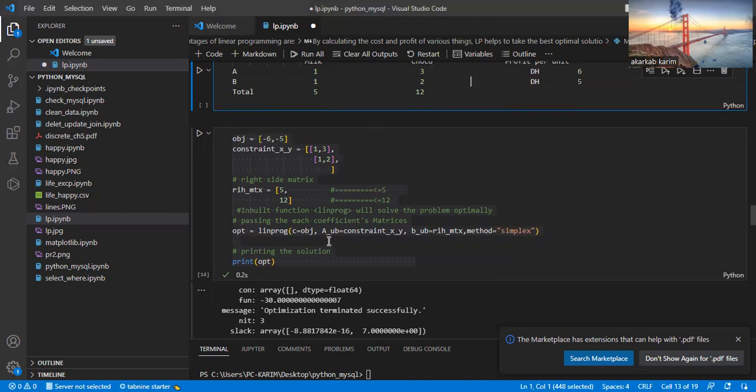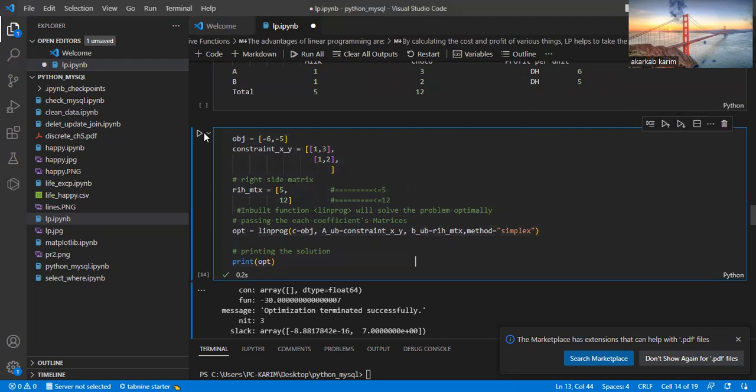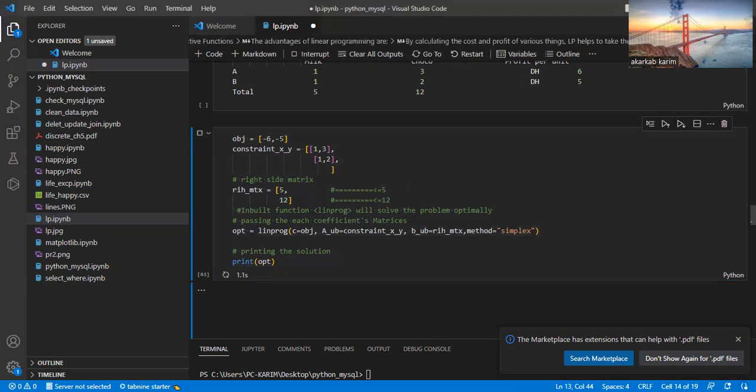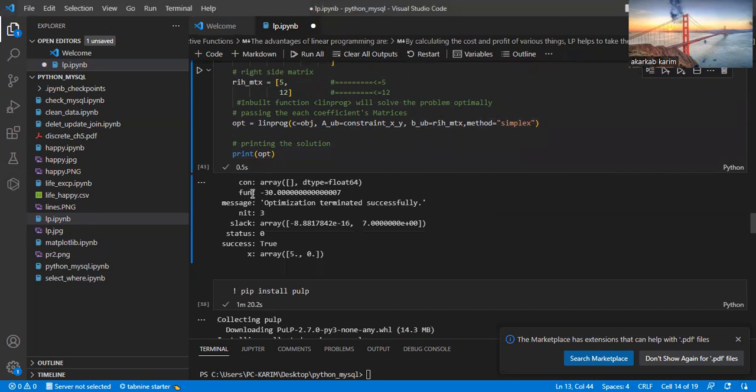So we apply this linear programming here. We pass our objective function, the constraints, and the right side matrix, which is 5 and 12 here, and we also apply the simplex method. So when I run this piece of code, I get this result. The maximization function is 13. We drop this minus c, because as I said before, to maximize we need to add in this minus c, but in the solution we drop it.